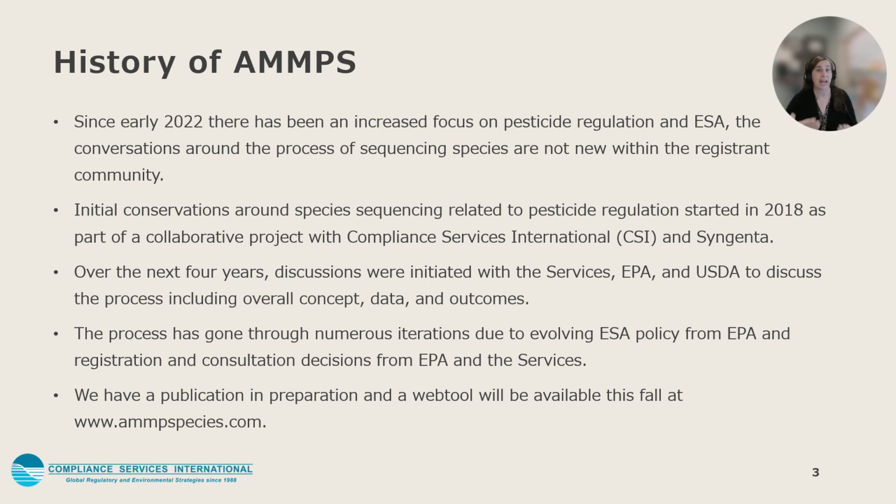We talk about AMPS, the avoidance, minimization, and other measures for pesticides and species. It is a multifunctional tool to identify species for which reasonable and prudent mitigations may need to be explored at species, individual, and population levels. The process of sequencing risk and vulnerability can be used to inform suitable mitigation measures. We have a publication in preparation, and a web tool will be available this fall at the URL provided.